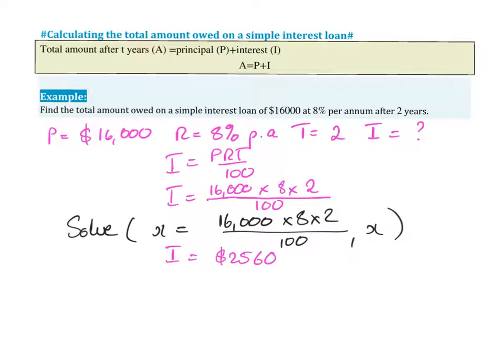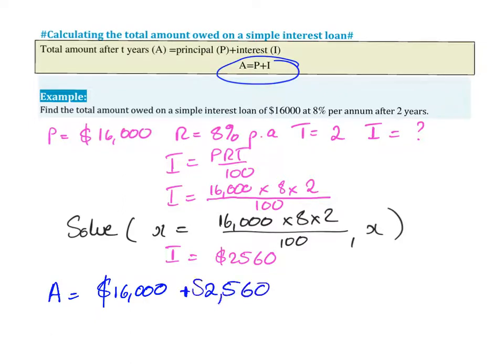So how much now would I have in my bank account? So the total amount, which we'd call A, is equal to the principal plus the interest. Now the principal was 16,000. That's how much I started off with in my account before I started earning interest. The interest was $2,560. And if I add that together, I've got $18,560 in my bank account after 2 years.